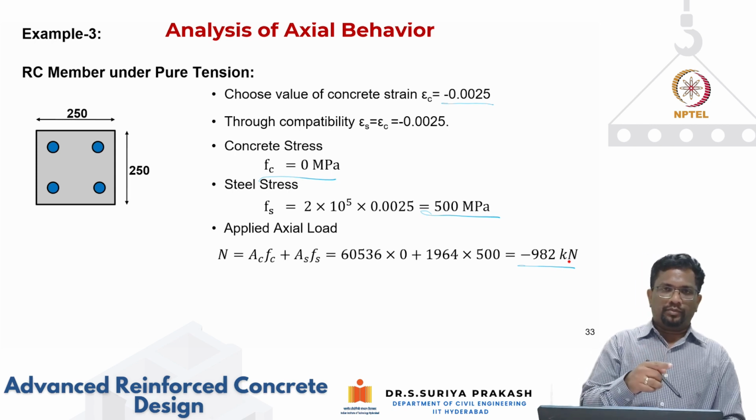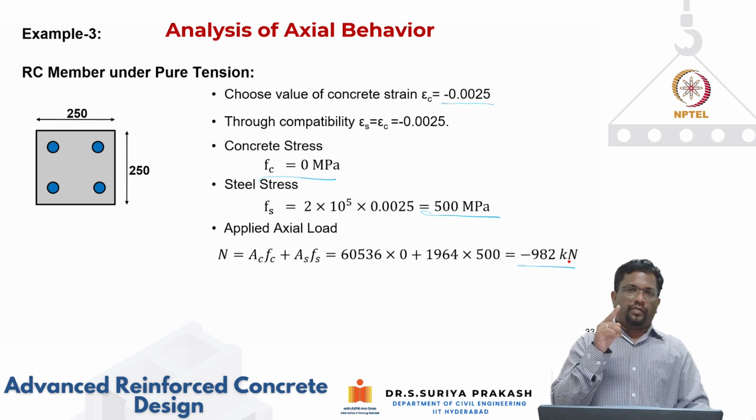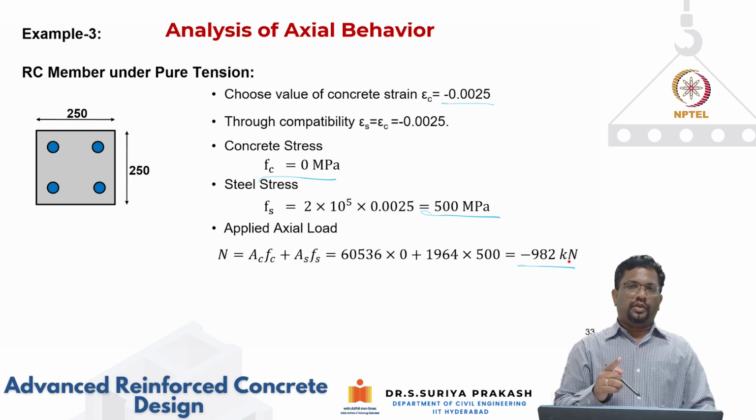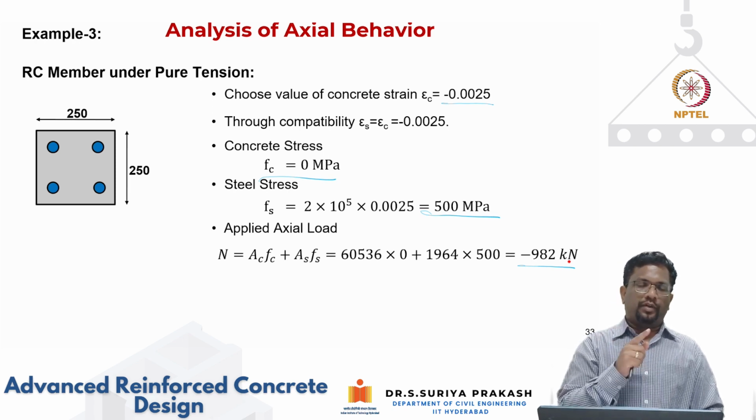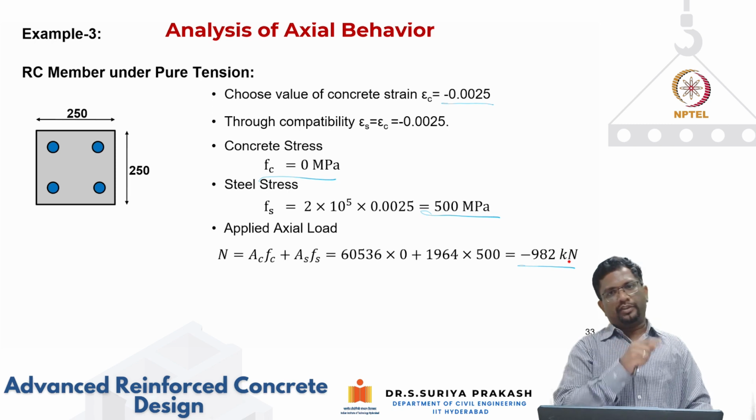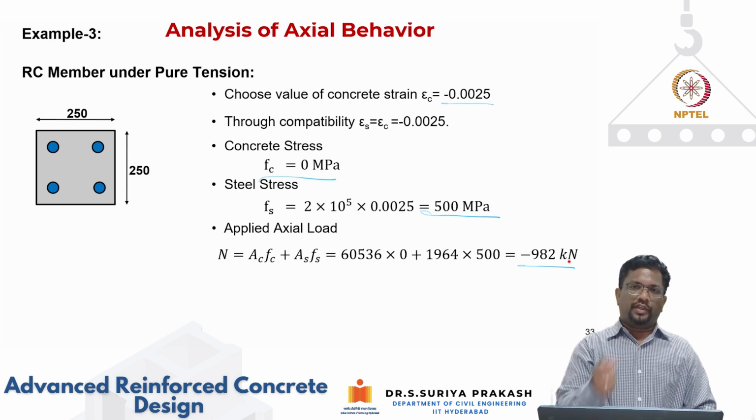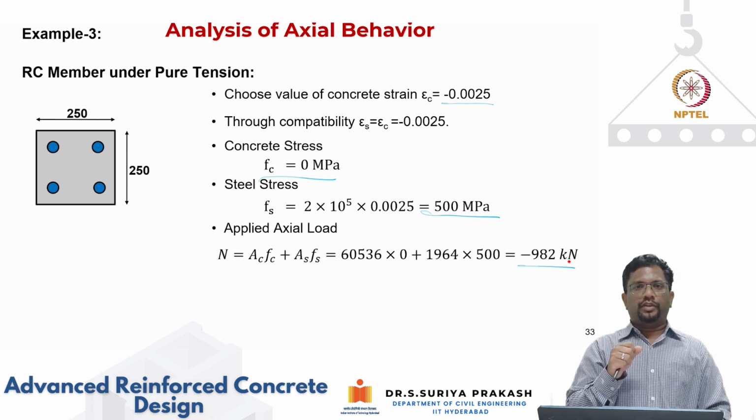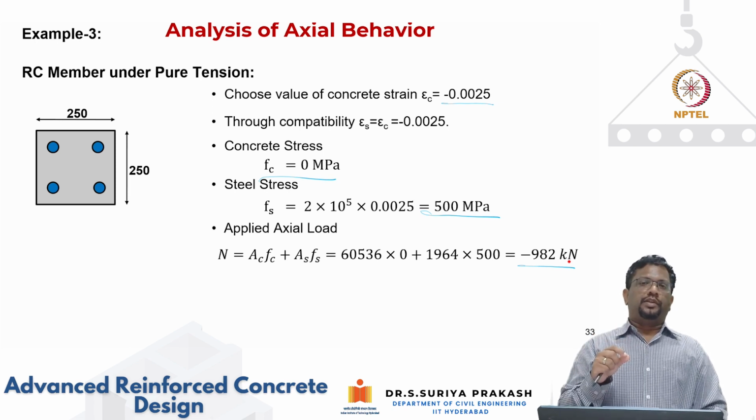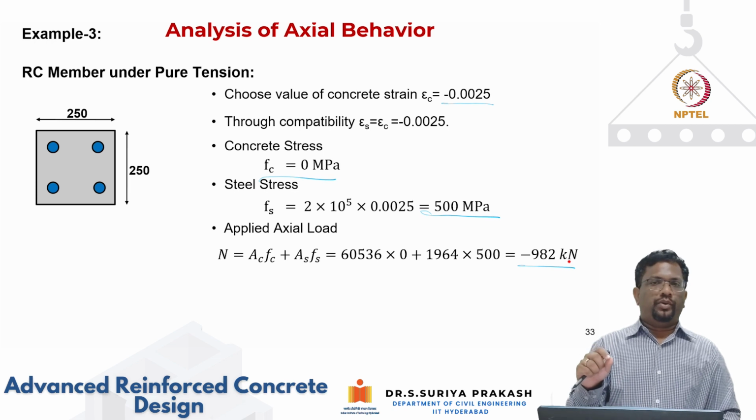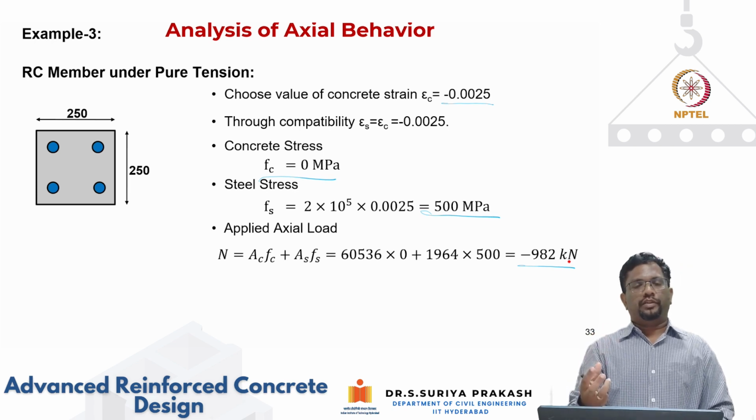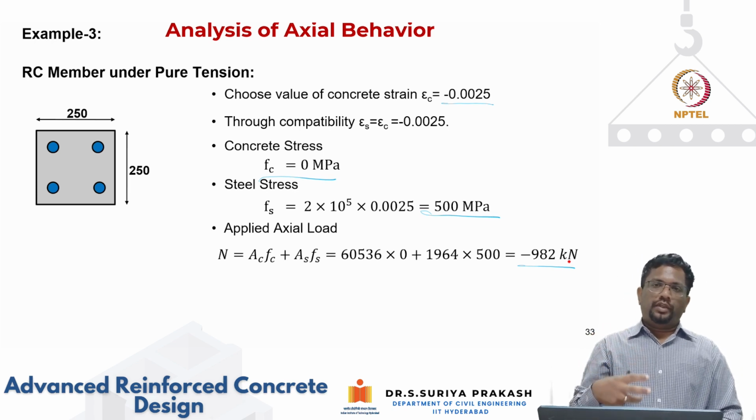So please go back. When we use 35 megapascal, we got the same tension capacity. When we use 60 megapascal also, we are getting the same tension capacity. So what does it tell you? Concrete strength is not going to play any role in the tension capacity.